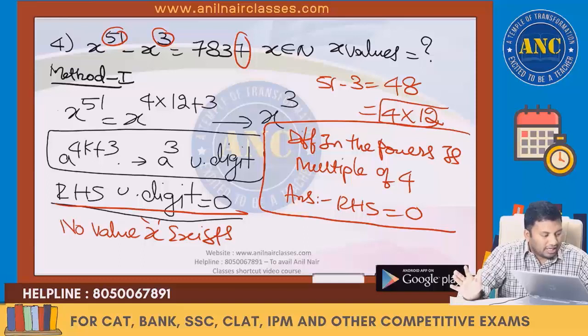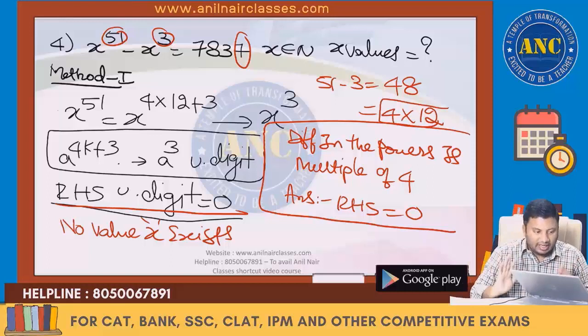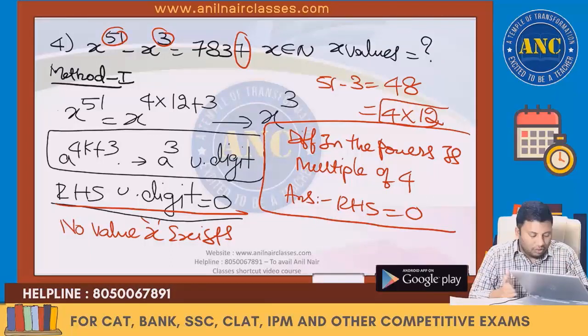I hope it is clear, right? For me, if the difference in the powers is a multiple of 4, the right hand side answer will always be 0. Idea clear? So you can do any question.